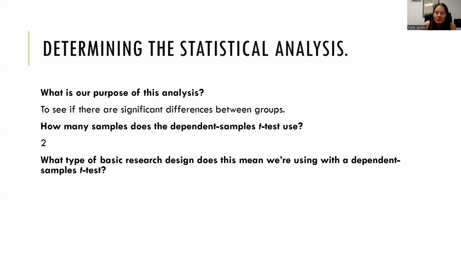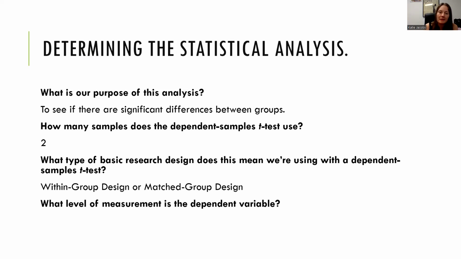The next question that we ask ourselves, what type of basic research design does this mean that we're going to use with the dependent samples t-test? And for this one, we use either a within group design or a matched group design. If it's either of those, then we will be doing the dependent samples t-test. So this is what separates whether we're going to use the independent samples t-test versus the dependent samples t-test. And they're really close to one another. So when you're trying to determine which one you will use, you're literally just going to look at which type of research design. If you're using a between group design, you'll do the independent samples t-test. If you're using a within group design or a matched group design, then you'll do this dependent samples t-test.